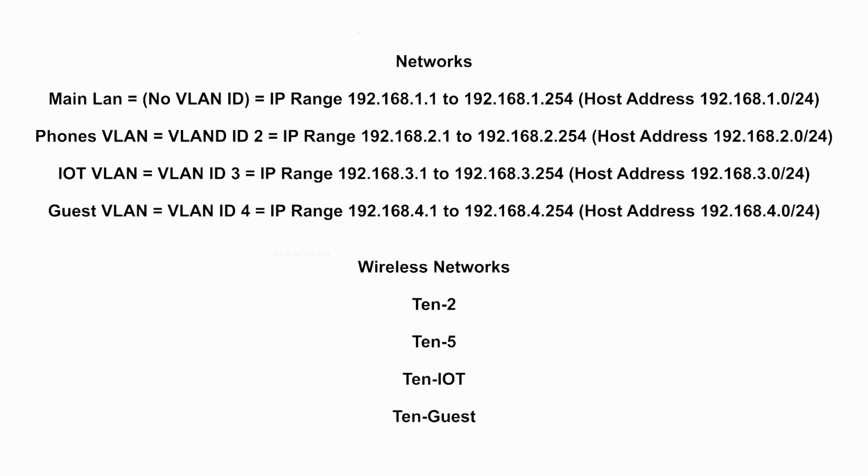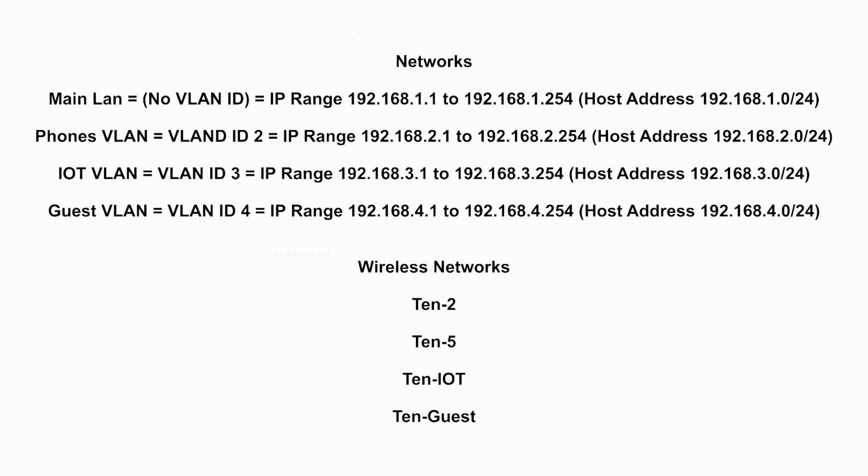So the third network we're going to be setting up is the IoT VLAN, and that's going to be VLAN ID 3 with the IP range of 192.168.3.1 to 192.168.3.254, and the host address for that network is 192.168.3.0, again a /24 network. For the fourth network, it's going to be a guest VLAN, and it's going to be VLAN ID 4 with the IP range starting from 192.168.4.1 to 192.168.4.254, and the host address for this network is going to be 192.168.4.0 and it's a /24 network again.